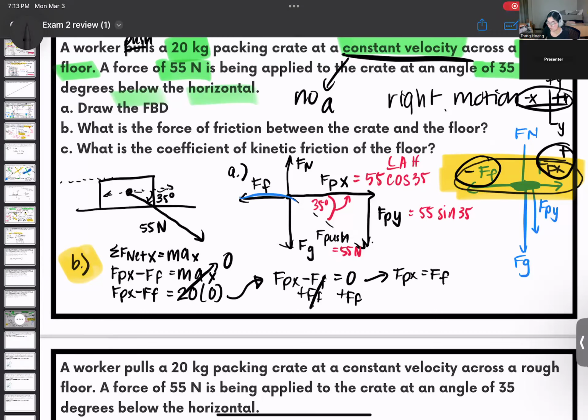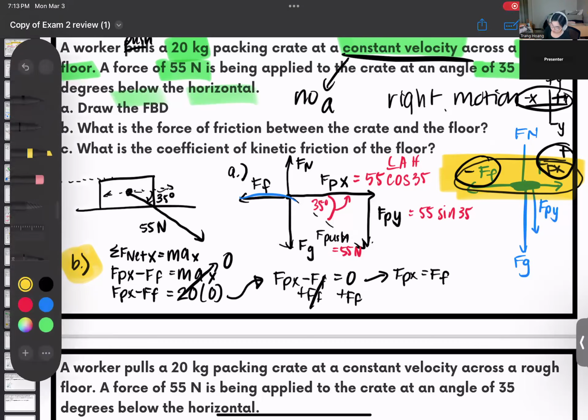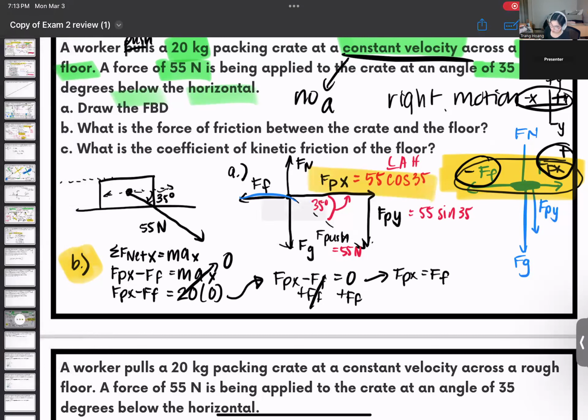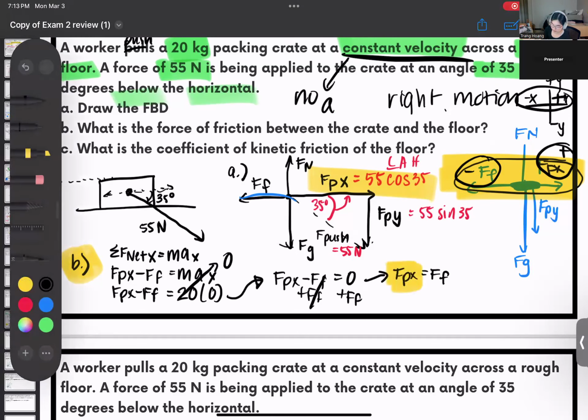So you're asking me, what do I do next? I know what FPX is. If I look here, I've got it right here with me. All I've got to do is plug into my calculator and solve for it. Once again, a lot of front loading, but once you front load it, it's easy, right? 55 cosine 35 is going to be equal to your force friction. And that is your solution, ladies and gents.